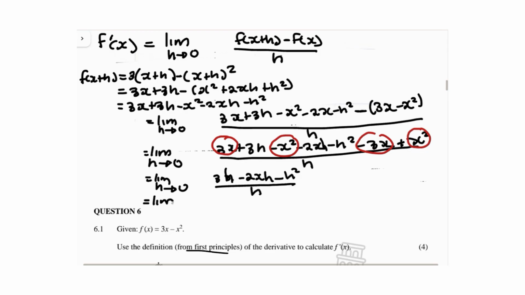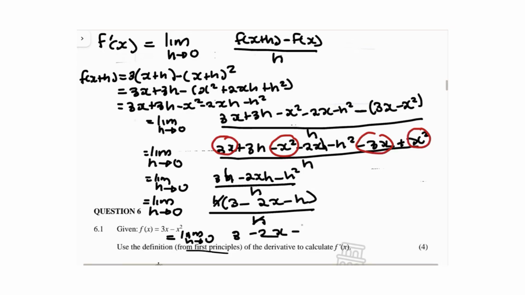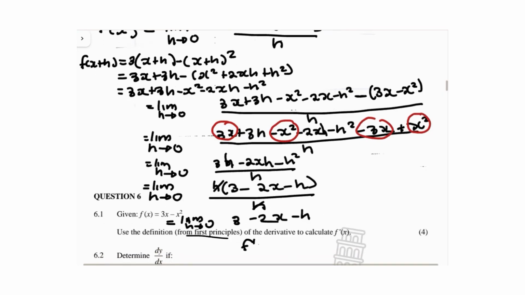And the limit as h tends to 0, I'm going to take out h as a common factor. Taking out h inside the bracket, I'm left with h(3 - 2x - h) all divided by h. Remember that h is going to cancel, and we still say the limit as h tends to 0 of 3 - 2x - h. After we substitute 0 for h, we have f'(x) = 3 - 2x, and that is our final answer.